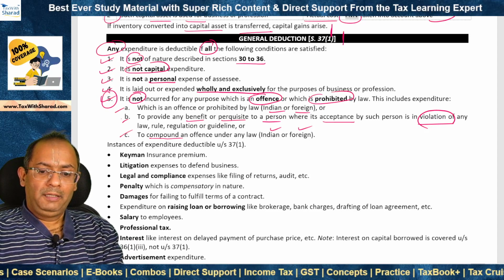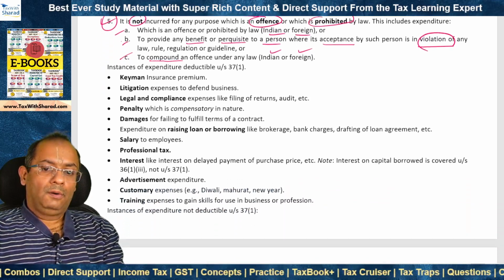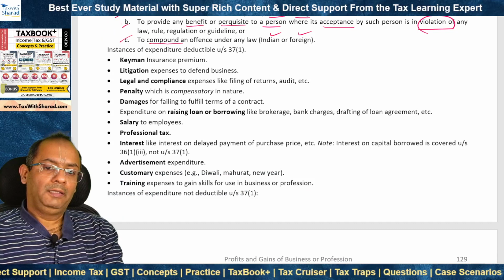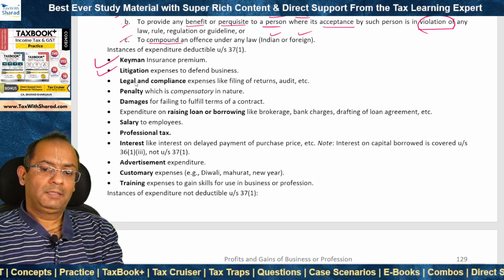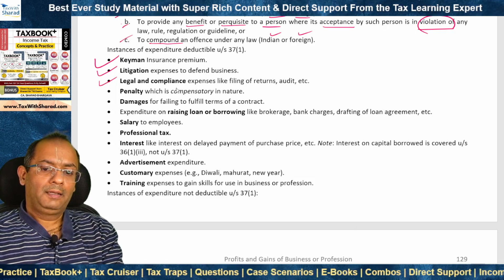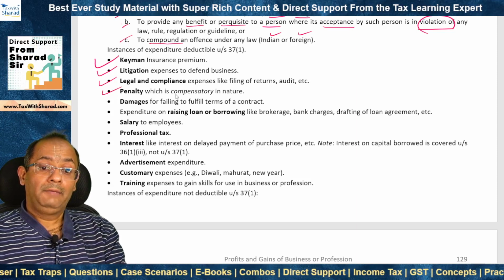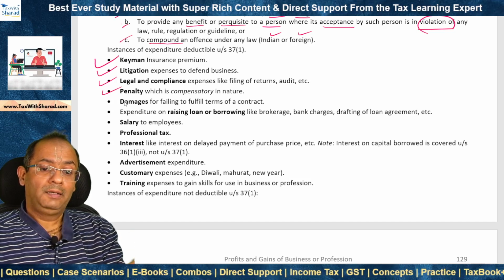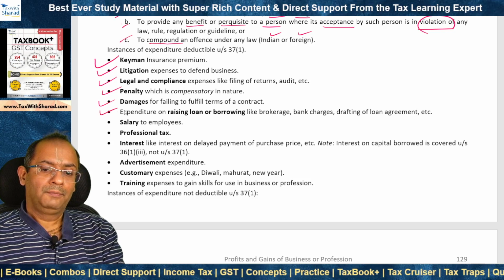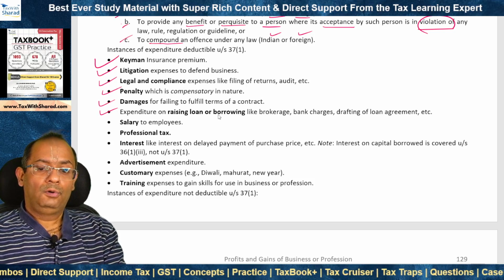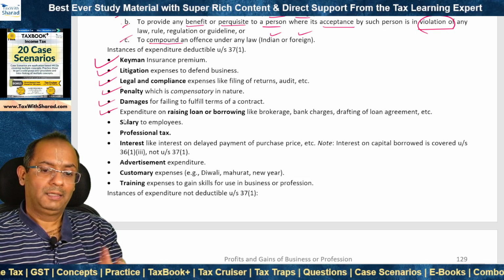Certain instances of expenditure deductible under section 37(1), all the above conditions are fulfilled in these cases. Scheme and insurance premium, the litigation expenses to defend business, legal and compliance expenses like filing of returns, audit, etc. Penalty which is not penal in nature, which is compensatory in nature. Damages for failing to fulfill terms of a contract. Expenditure on raising loan or borrowing like brokerage, bank charges, drafting of loan agreement, etc.